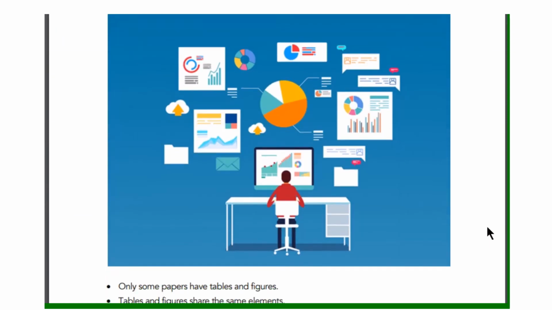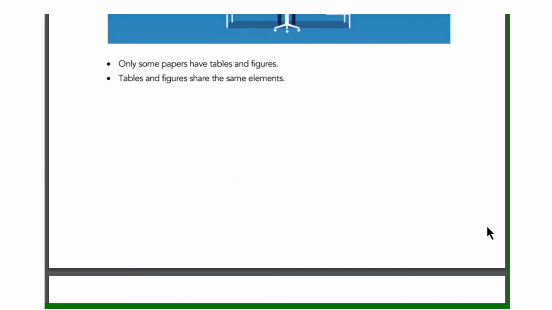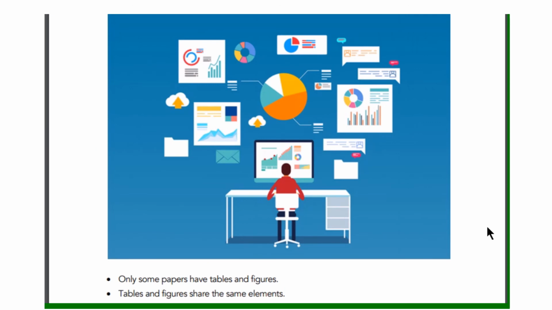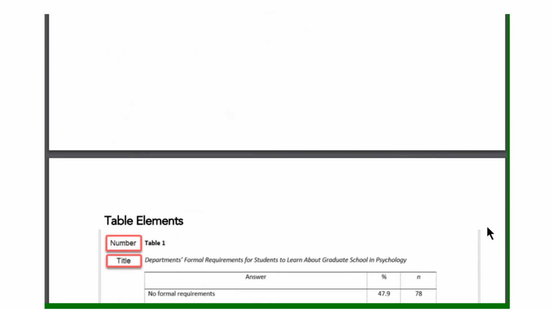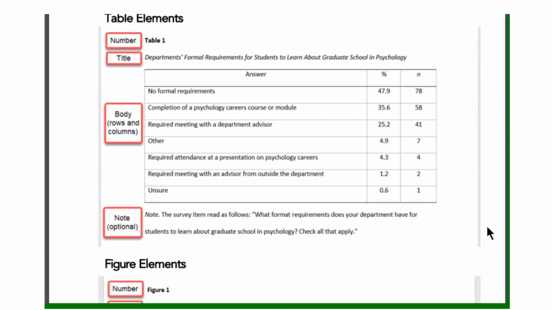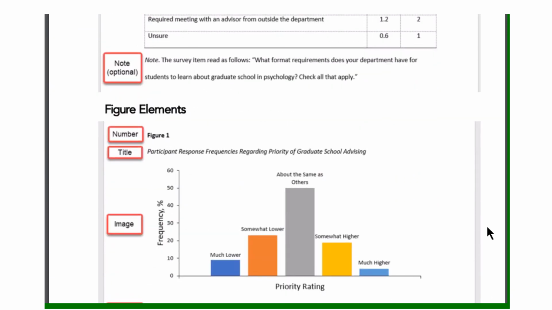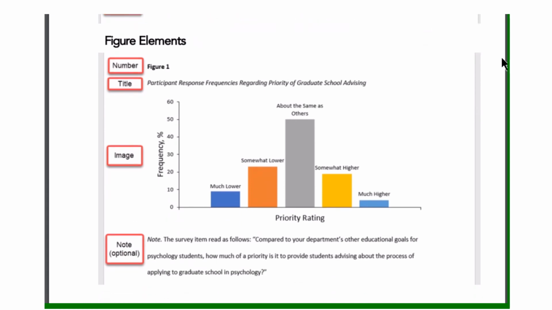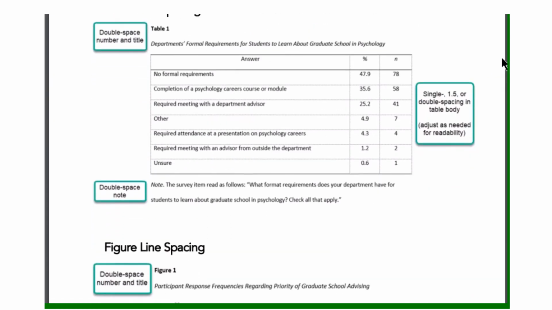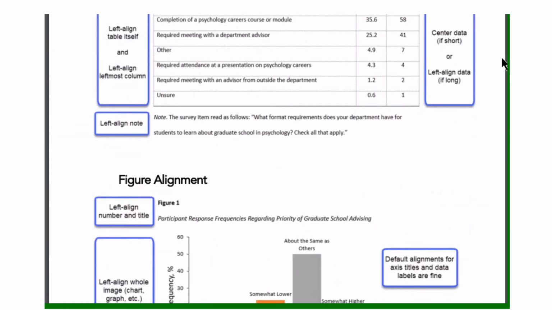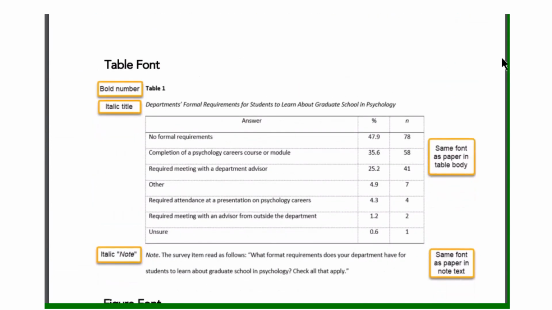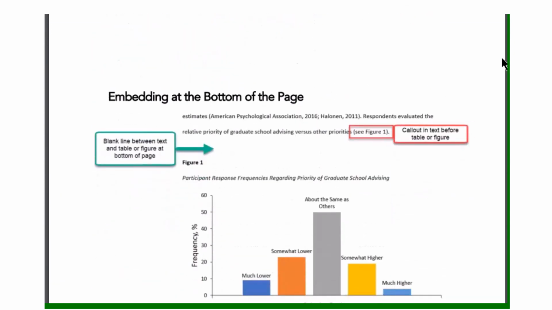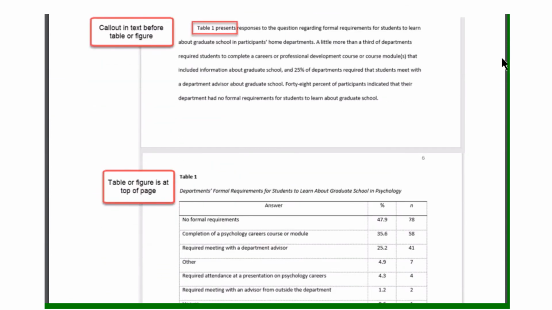The same with our tables and figures. We don't necessarily need them in our paper unless you have included some pictures or some statistics. If you do, you can follow these directions here. And it is just adding your number, your title, your image, and your optional note. We'll skip down that. That takes up a big bulk of this style guide. More information on where you're going to put your figures and your tables.